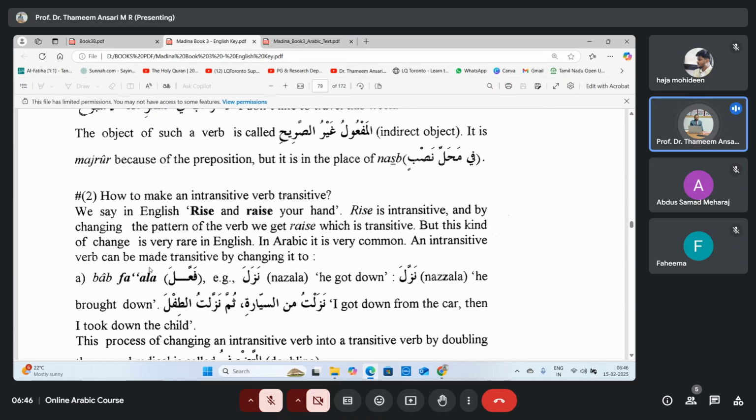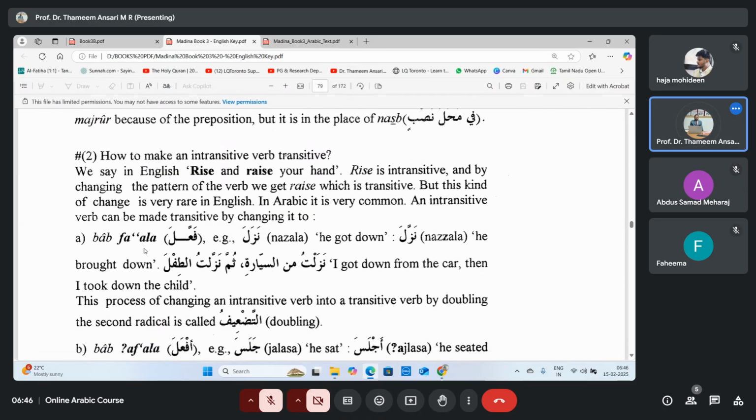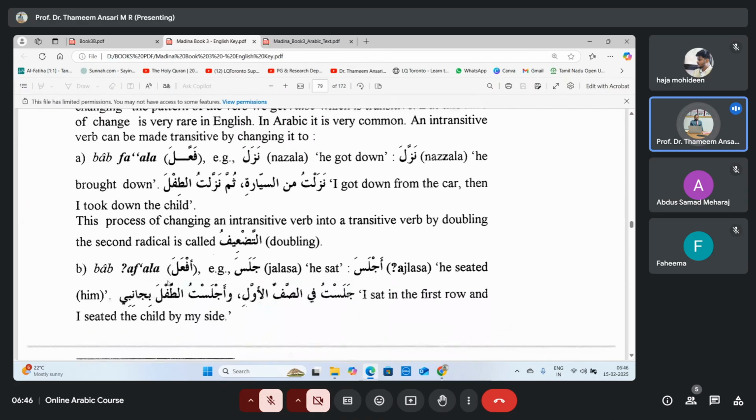An intransitive verb can be made transitive by changing it to a verb of the pattern fa''ala. Example, nazala, he got down. Nazzala, he brought down. Nazaltu min as-sayyarati, thumma nazzaltu at-tifla. I got down from the car, then I took down the child. This process of changing an intransitive verb into a transitive verb by doubling the second radical is called at-tad'if, doubling.